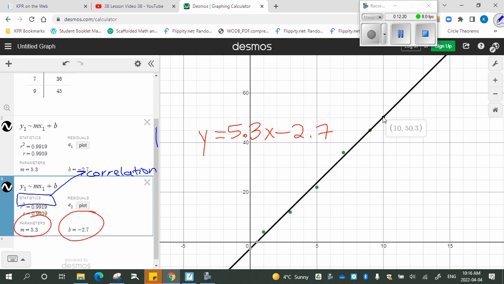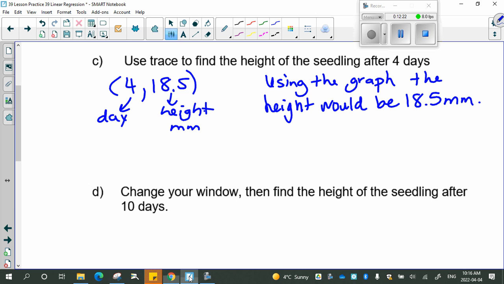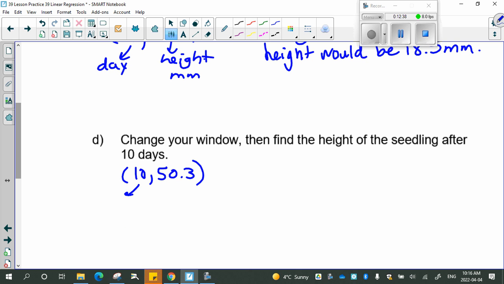Okay, so then we go back to here. Our order here was 10 and 50.3. This is days. And this is millimeters.